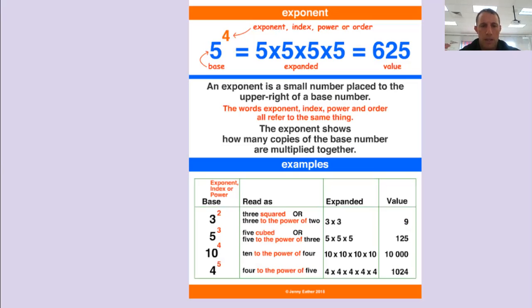So there we see some examples on the bottom. 3 squared, which would be 3 times 3, which is 9. 5 cubed, or 5 to the power of 3, which is 5 times 5 times 5, which is 125. 10 to the 4th power, or 10 to the power of 4, would be 10,000. And then 4 to the 5th power. So you can see that's 1,024.